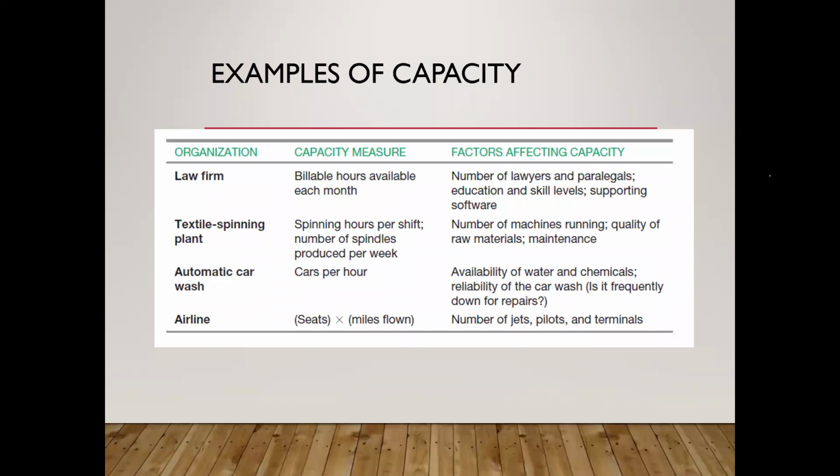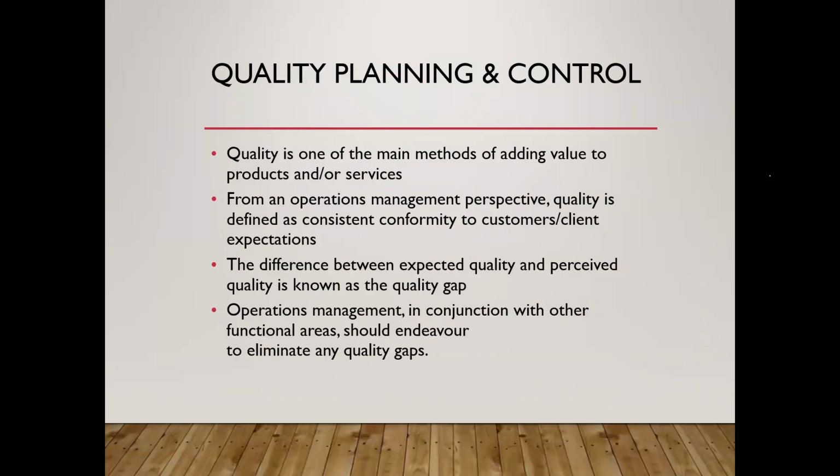For an automatic car wash, the capacity measure will be the number of cars they wash per hour. The factors that will affect them are the availability of water and the chemicals. This is more of an American example, because in Ghana, I've not seen many automatic car wash bays. So maybe it will be the labor, those who are there to wash the car. They call them... it has escaped me. So all these are just examples of capacity.